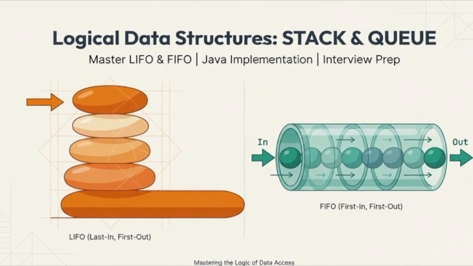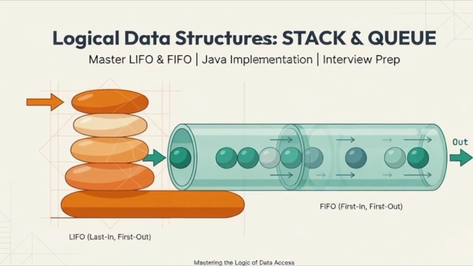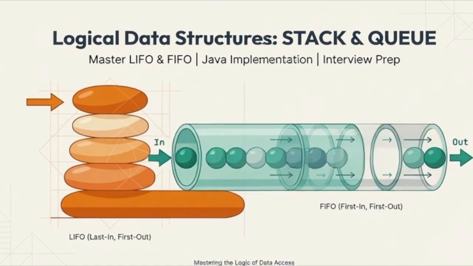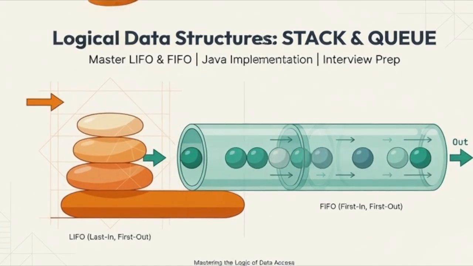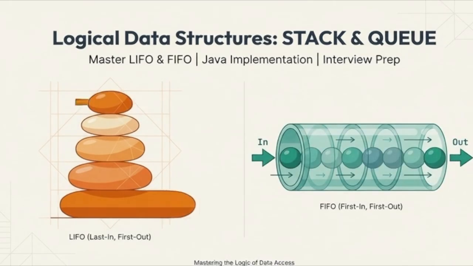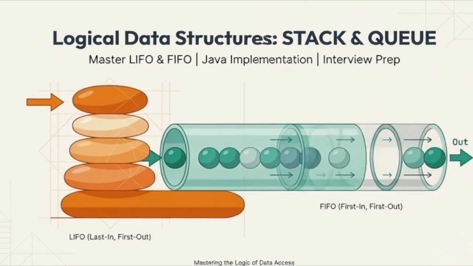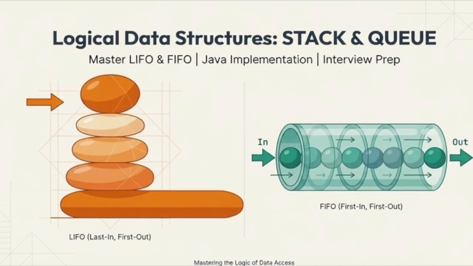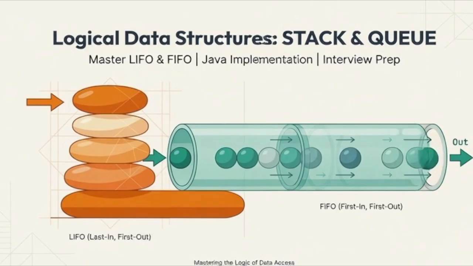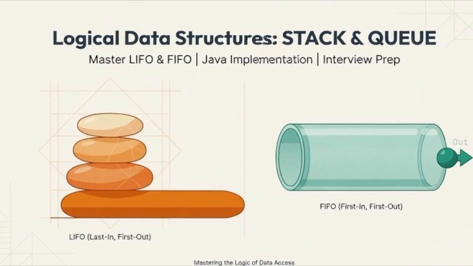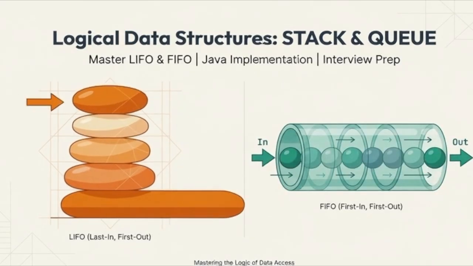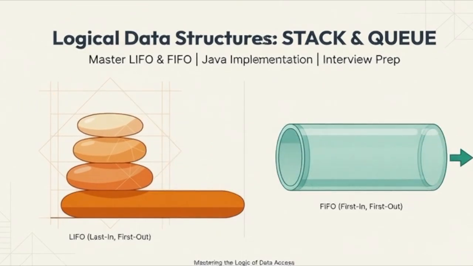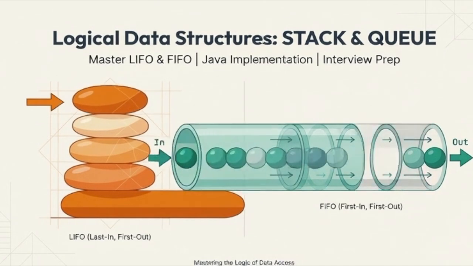Have you ever wondered how your browser knows exactly which page to go back to when you hit back, or how a printer manages 50 distinct documents sent from 5 different computers without jamming the order? The answer lies in two of the most fundamental data structures in computer science: stacks and queues. Today, we are not just looking at diagrams, we are going to break down the logic, the memory management, and importantly, the actual Java implementation code.